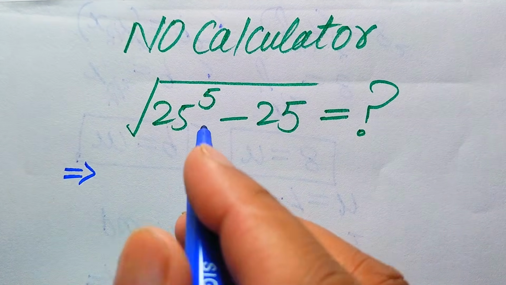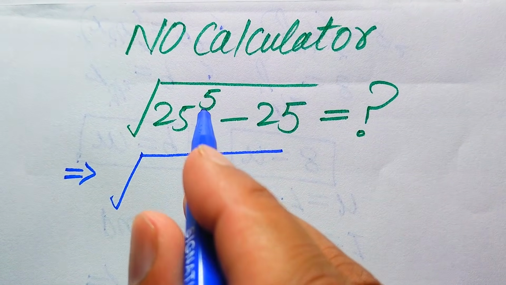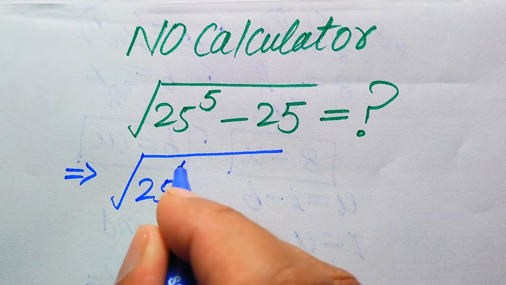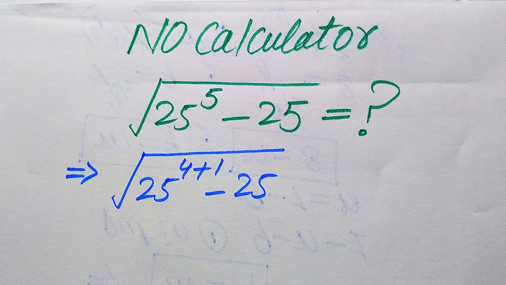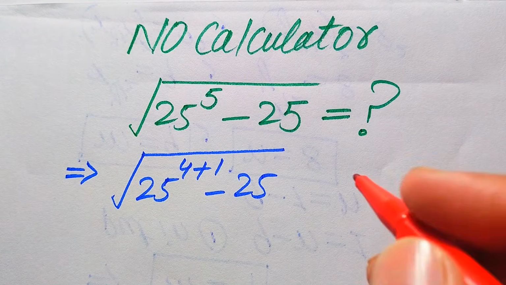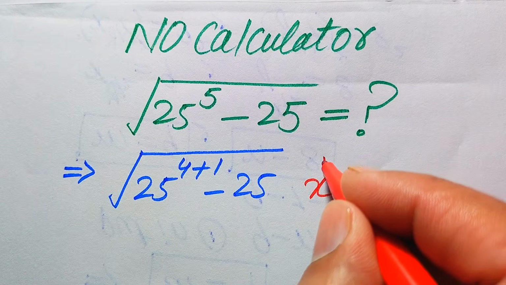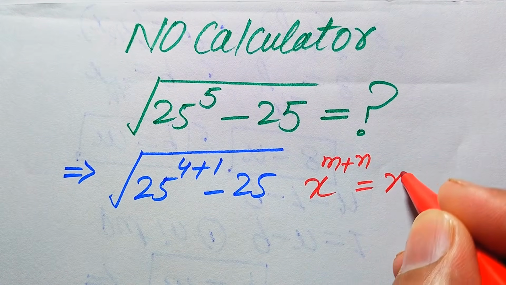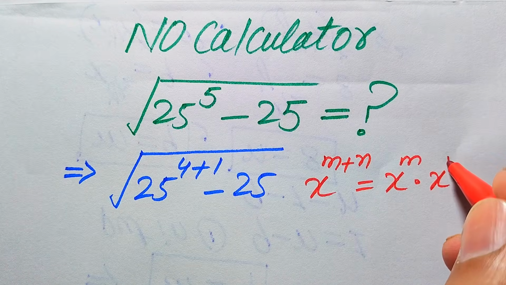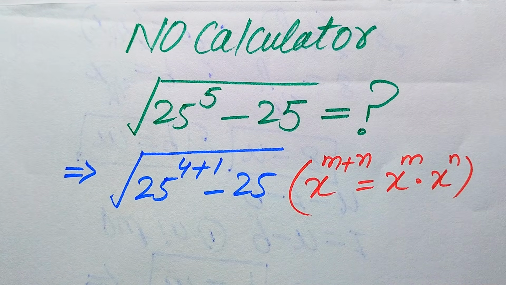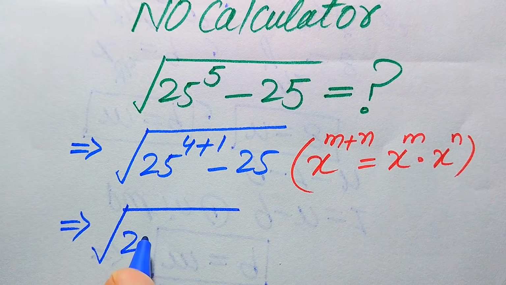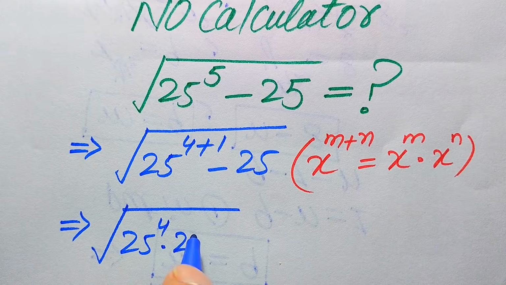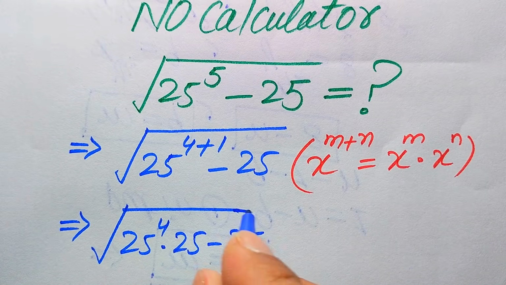First we need to break this exponent 5, and it will be written as 25 to the power of 4 plus 1, minus 25. Further, in the next step we apply the exponential law. You know that x to the power of m plus n is equal to x to the power of m multiplied by x to the power of n. According to this rule of exponents, we break the exponent of this term and it will be written as the square root of 25 to the power of 4 multiplied by 25, minus 25.